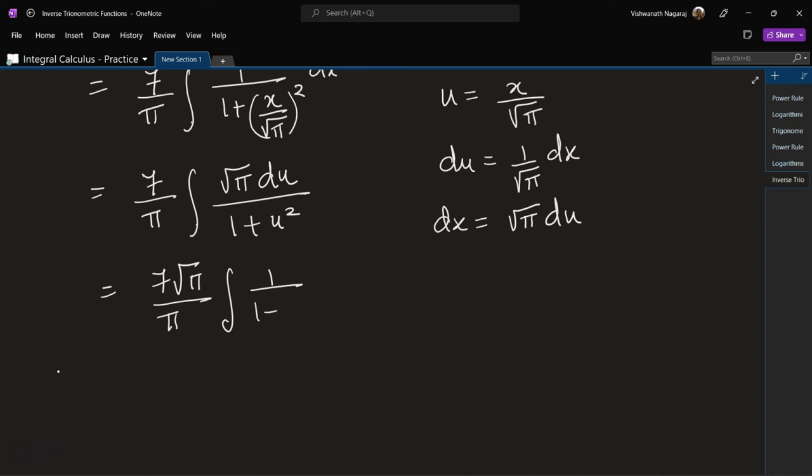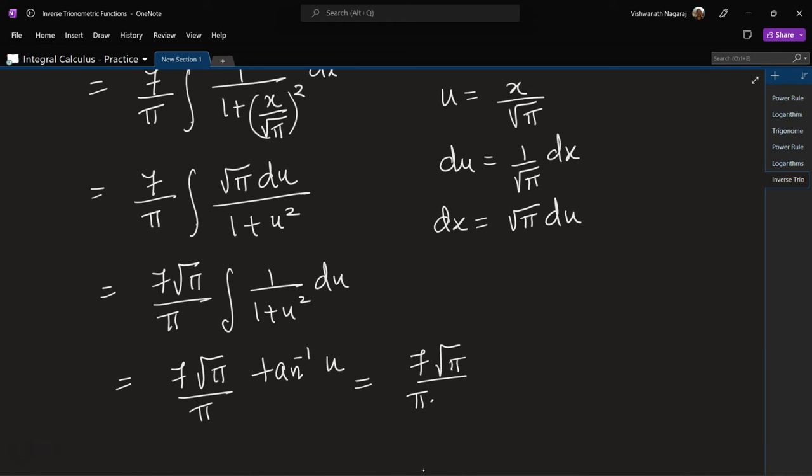Integral of 1 by 1 plus u square du, which is equal to 7 square root of pi by pi, and this is going to be tan inverse of u, which gives us 7 by... we can write this as, if we rationalize the numerator, what do we get? We get square root of pi by pi times square root of pi times square root of pi, right? So we are rationalizing the numerator. Tan inverse of u is x by square root of pi.